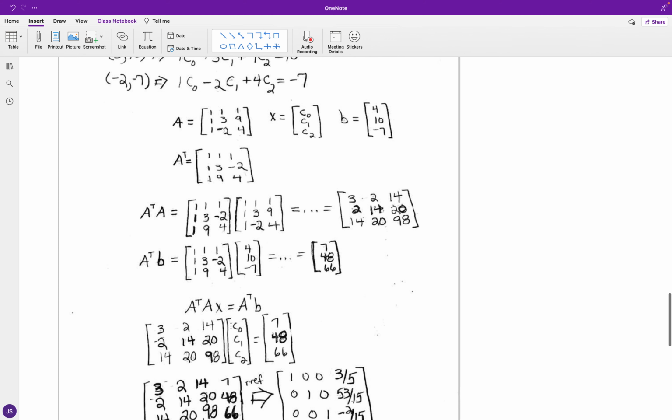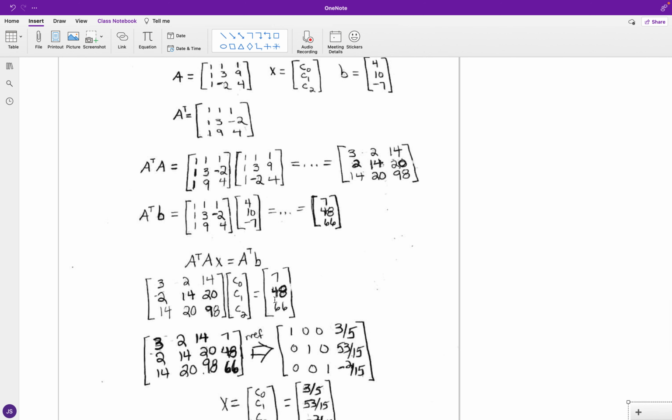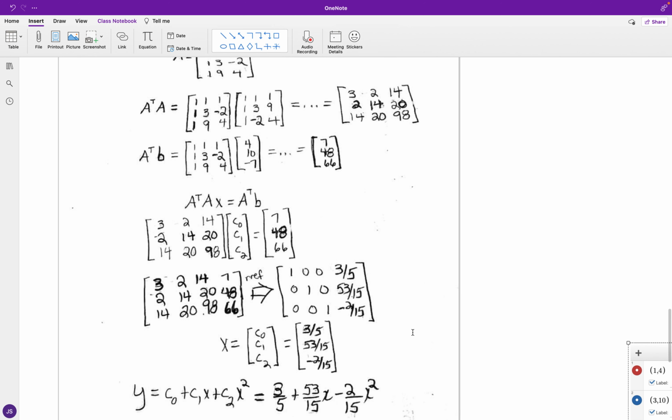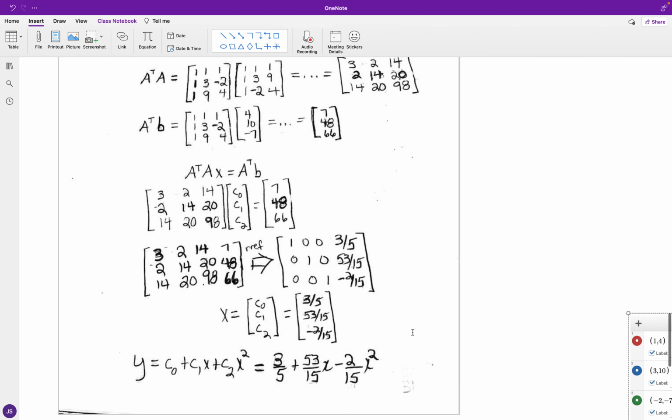Setting things up, again, the transpose of A times x is equal to the transpose of A times b. This is our setup, and converting to an augmented matrix, we have 3, 2, 14, 7; 2, 14, 20, 48; 14, 20, 98, 66. The reduced row echelon form is 1, 0, 0, 3/5; 0, 1, 0, 53/15; 0, 0, 1, -2/15. So for the coefficients, c0 is 3/5, c1 is 53/15, and c2 is -2/15.